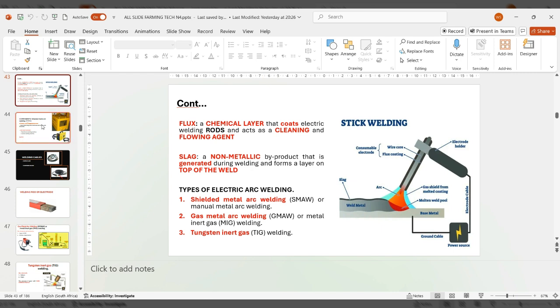All right. So I think we have to stop here for now, and then I will continue with the types. Okay, we are going to look into details what is shielded metal arc welding, and then the components involved, the tools involved. Okay, and then we are going to look at MIG welding, or gas metal arc welding, in detail, together with tungsten inert gas welding. Okay, so we are going to stop here.